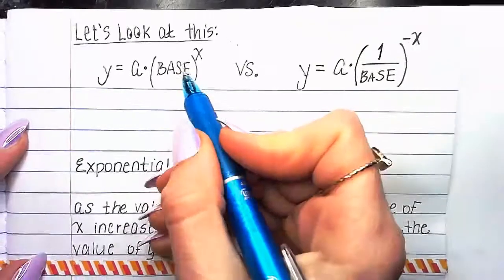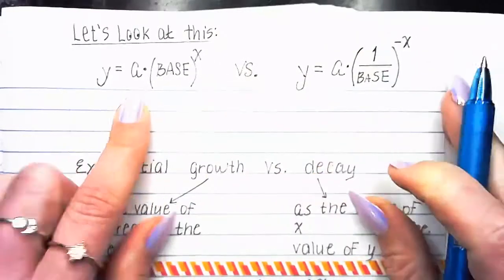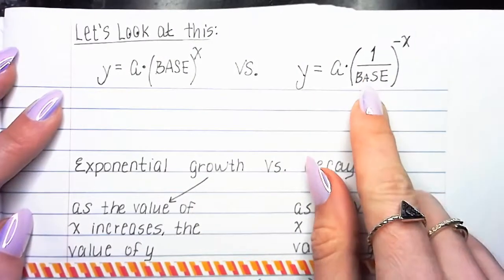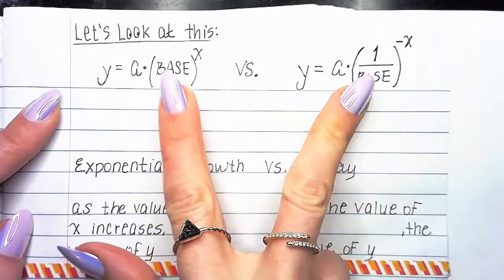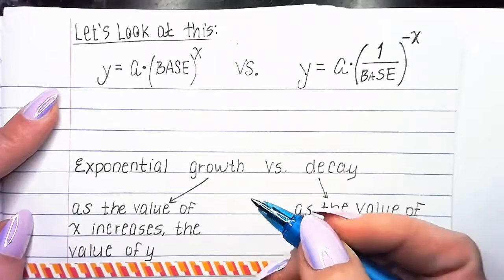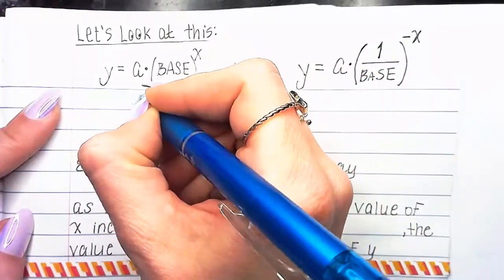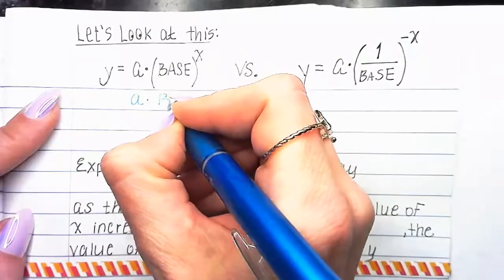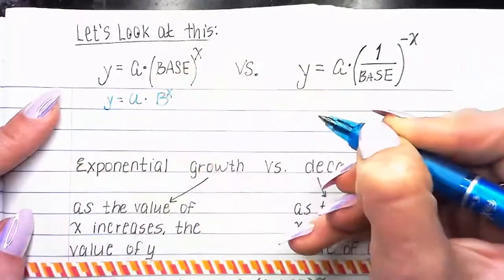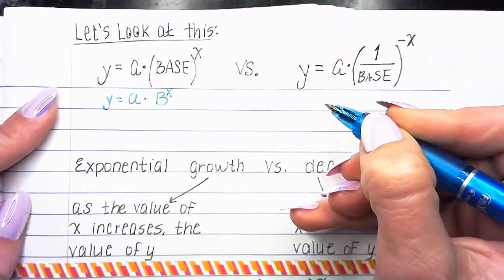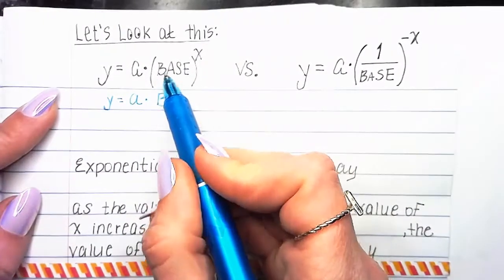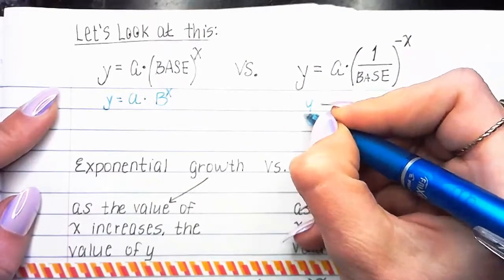Let's look at this. Here we're comparing: if we have a times a base to the x power versus a times 1 over that base to the negative x power, what's happening here? Well, we have a few things that some of you may have noticed in the last two examples. A times, I'm going to call this capital B to the x power. I don't want to use lowercase b because we used lowercase b for our horizontal stretches and compressions earlier this year, and I don't want us to get confused. Some books do call this lowercase b. Lowercase b and capital B are different.